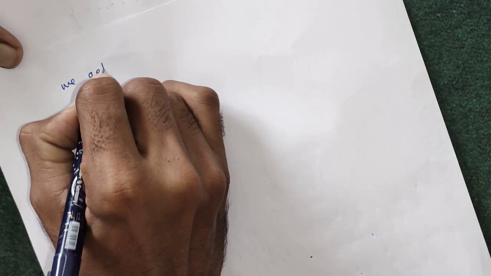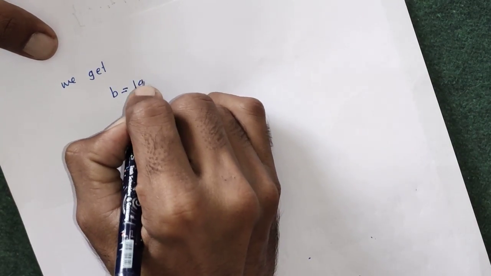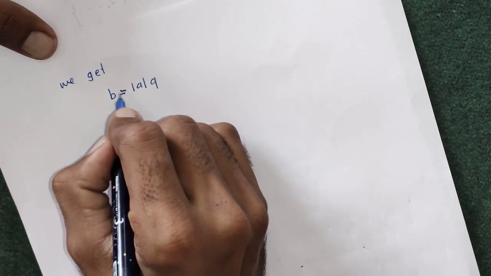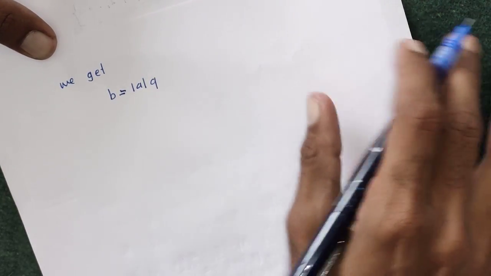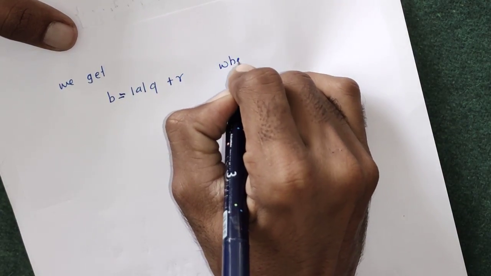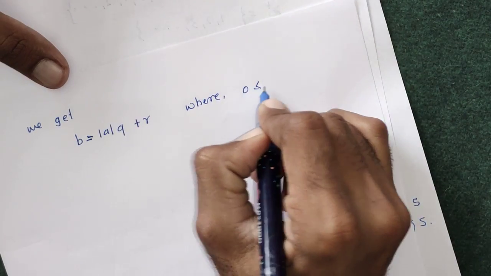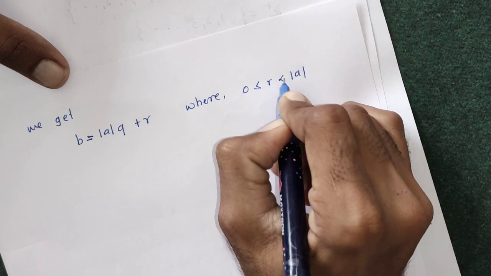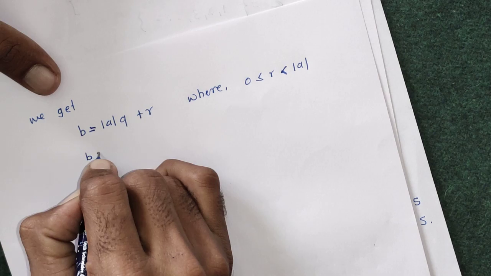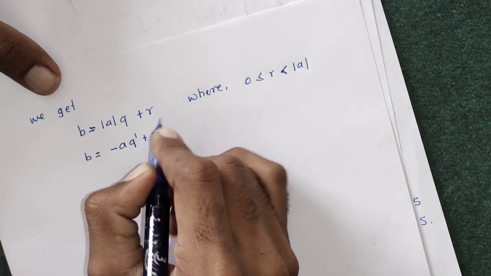We get b is equal to mod a into q. We are replacing a by mod a, so b is equal to a q plus r becomes b is equal to mod a q plus r, where 0 is less than or equal to r is strictly less than mod a, replaced a by mod a. So we can write it as b is equal to minus a into q prime plus r.